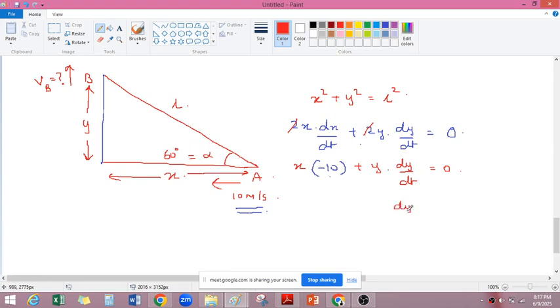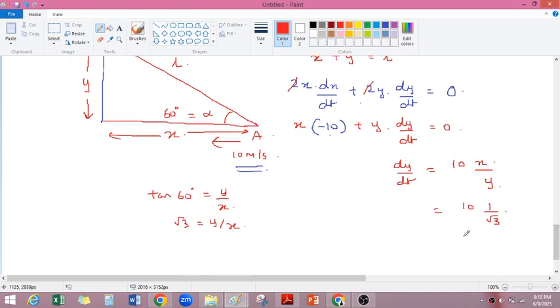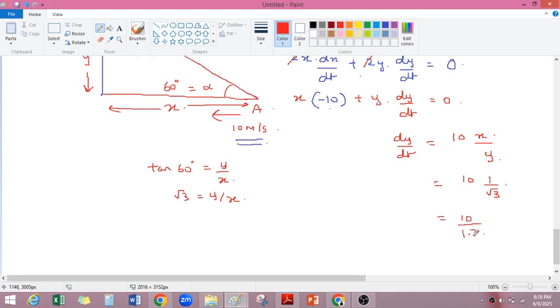So dy by dt is nothing but minus 10 will become plus 10 x by y. Tan 60 is nothing but y by x. Tan 60 is root 3. So I want x by y, so that means this will become 10 times 1 by root 3. Do you agree? What is root 3? 1.7 something. Yes, sir, approximately 1.732. So 10 divided by 2 it will become 5. So look for the answer which is close to 5. It will be slightly more than 5. I think I saw 4.38 or 5.38 or something like that.